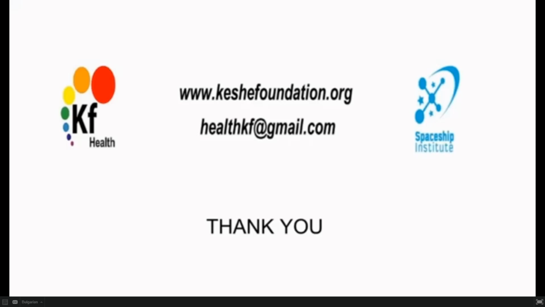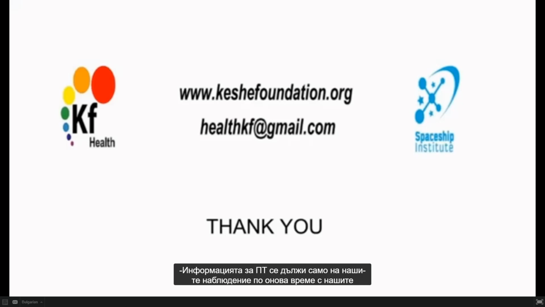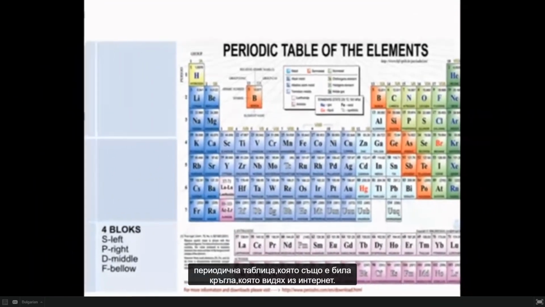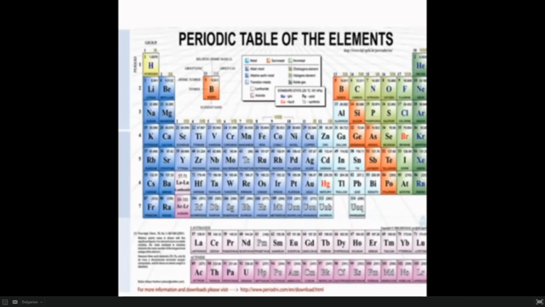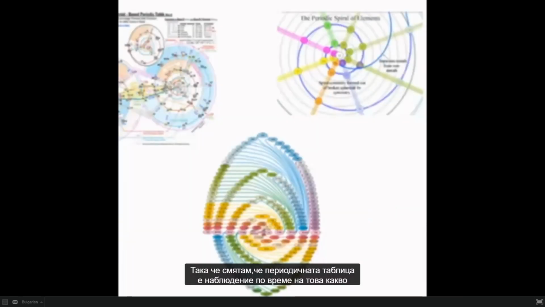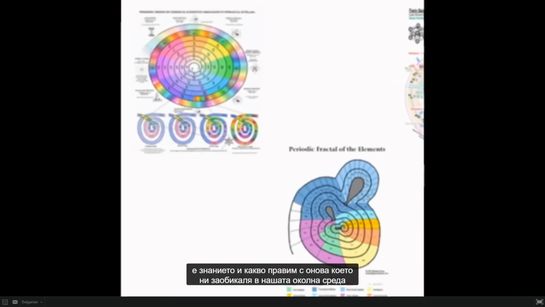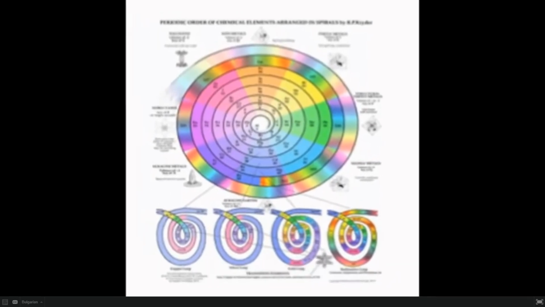No, I think the information for the periodic table is only due to our observations at the time with our knowledge. But I see that in previous years, I'm talking about thousands of years ago, or a long time ago, there was a periodic table that they also had, that was also circular, which I've seen a couple of times around the internet. So I think the periodic table is an observation at the time of what our knowledge is to do with what's around us in our environment. And I think that's about to change.